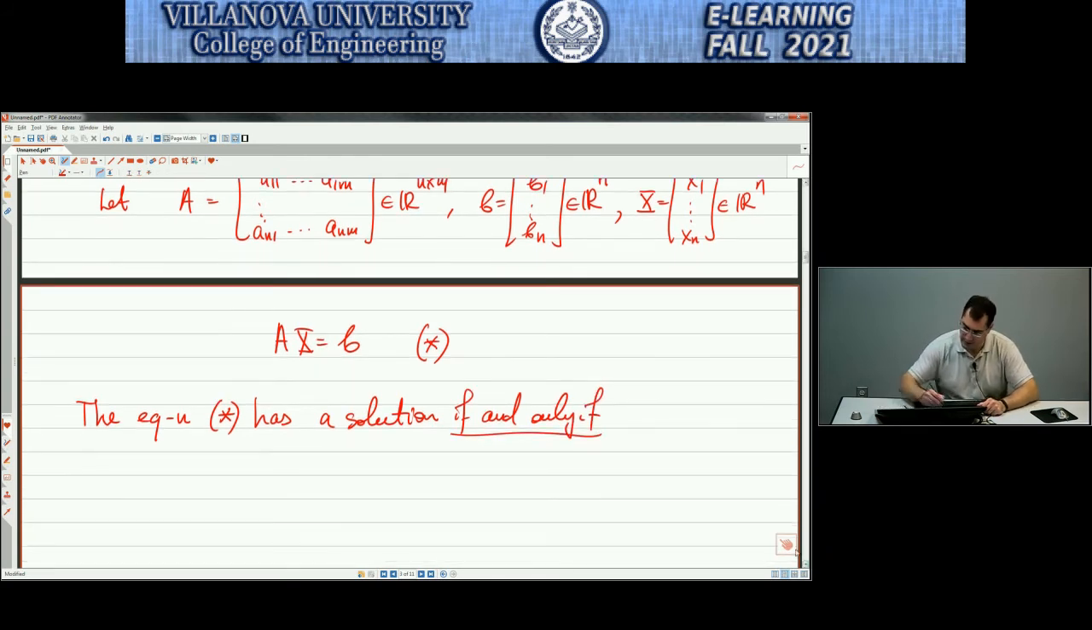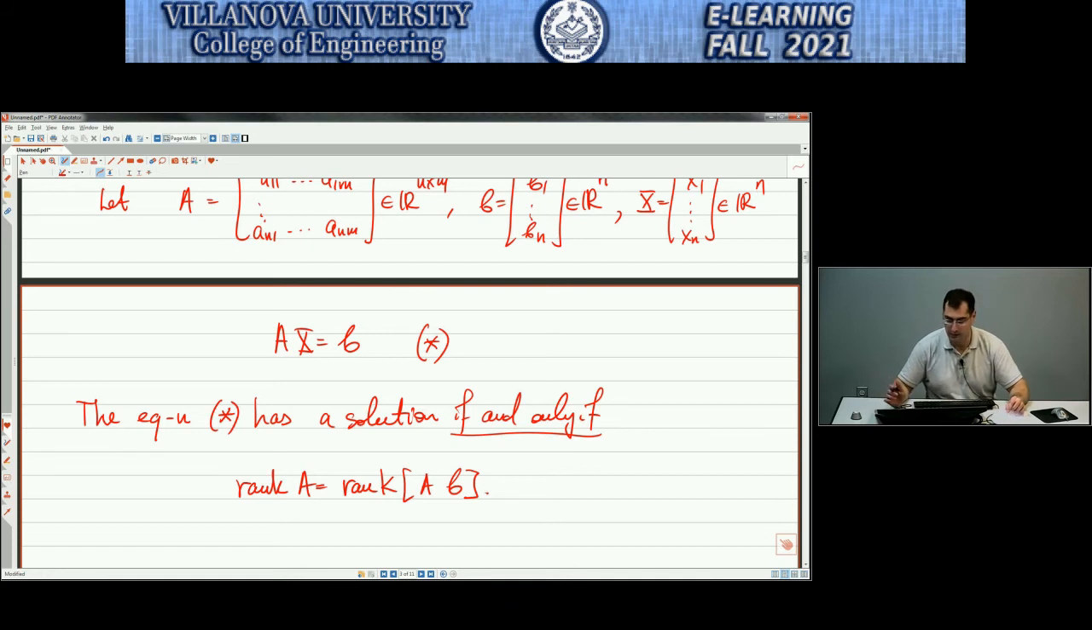Rank of A is equal to the rank of an extended matrix A augmented by the vector B. Okay? You can verify this every time you have to solve the system of linear algebraic equations, but maybe you don't have to do this every time because MATLAB will tell you if the solution does not exist.